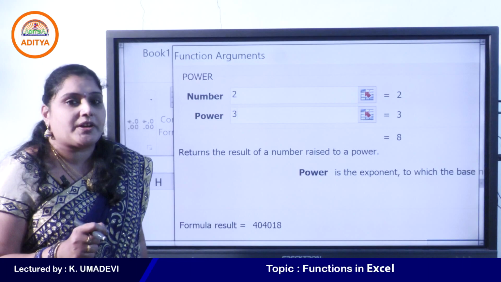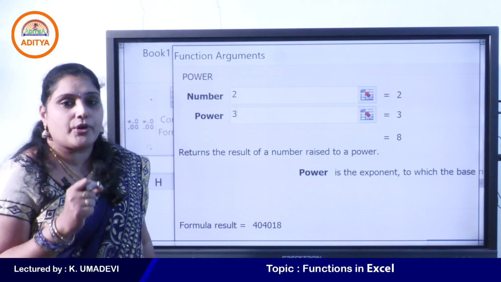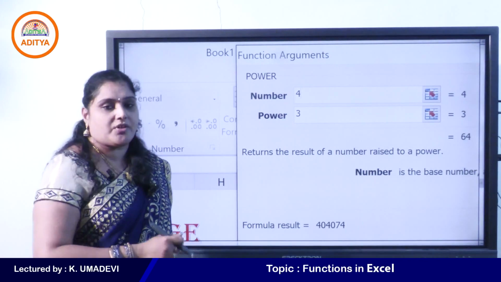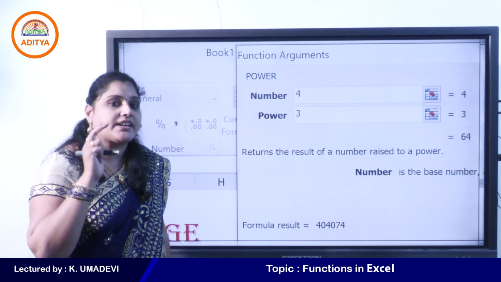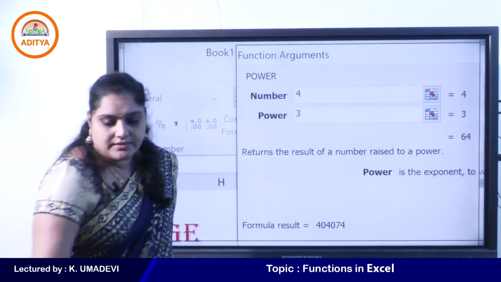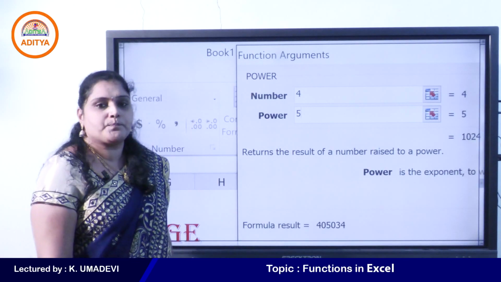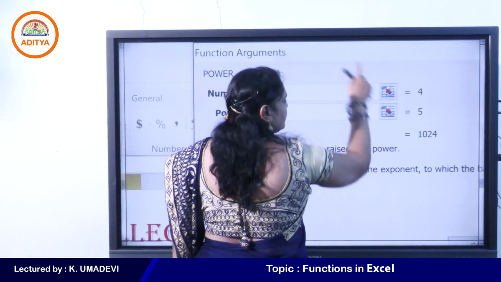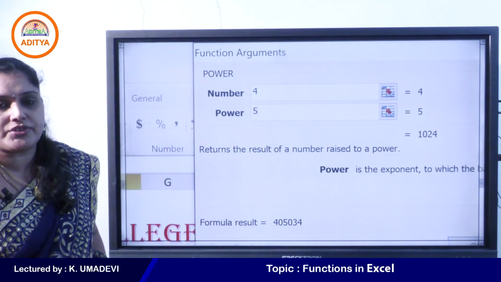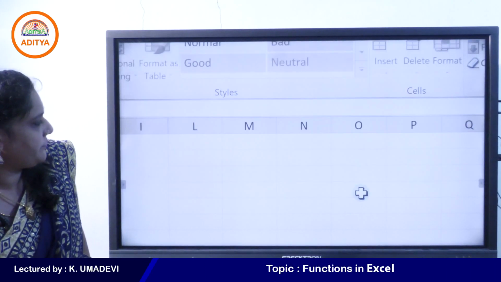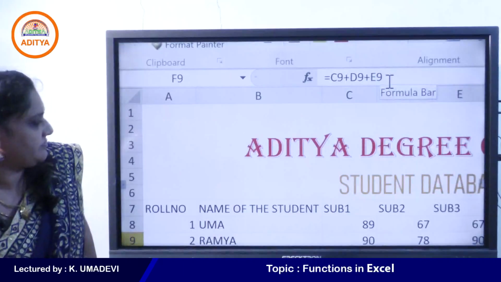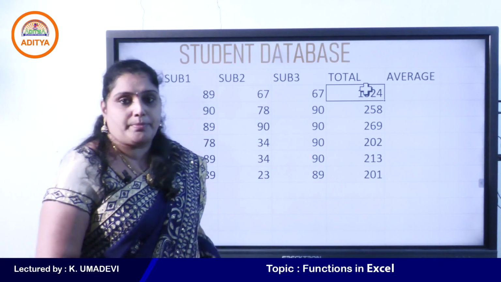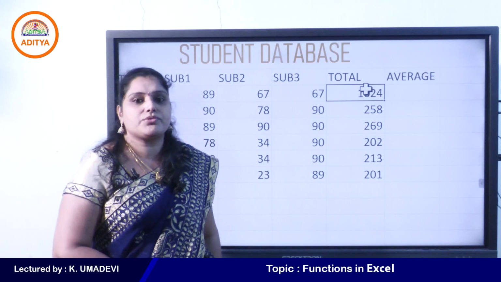For example, if you want to perform 4 power 5, just enter 4 in the first text box. The first argument is number and the second argument is power. Enter 5 in the power text box. Here 1024 is the result of these arguments, students, and then click on OK and press Enter. So 1024 is the result of the power function, based on the arguments.